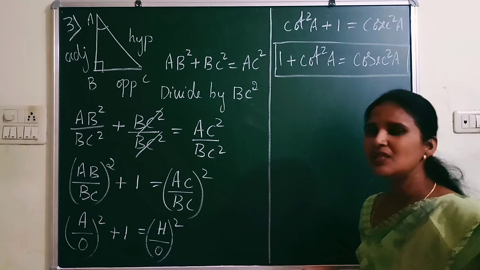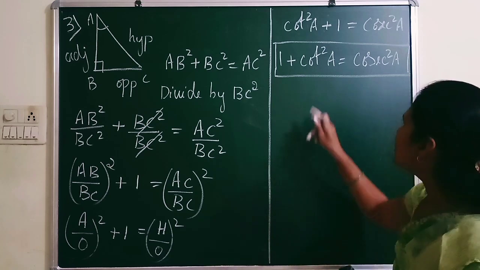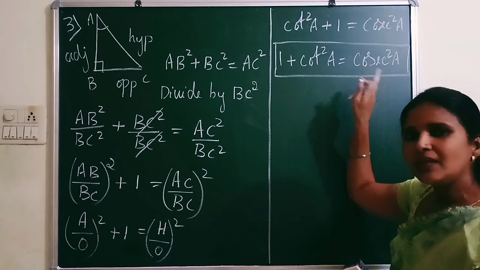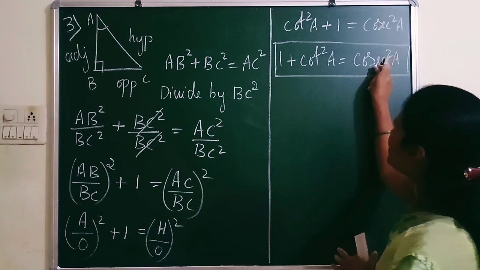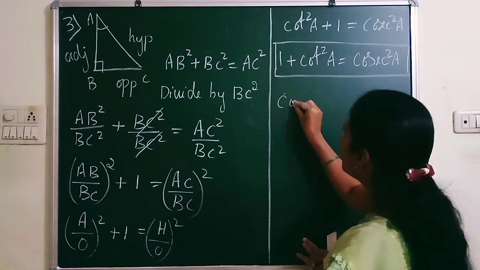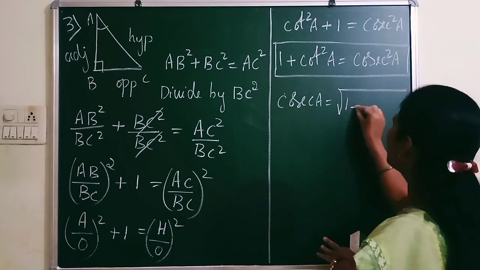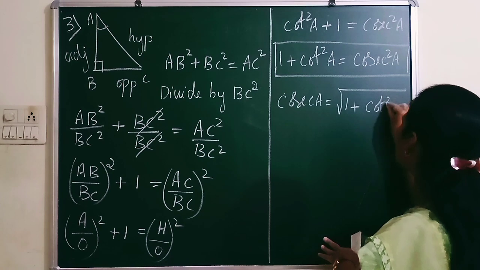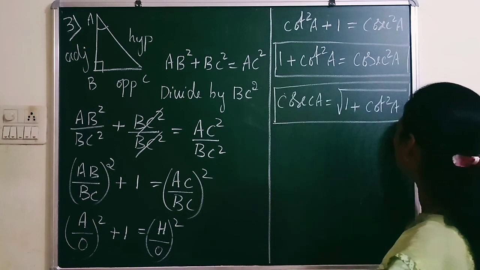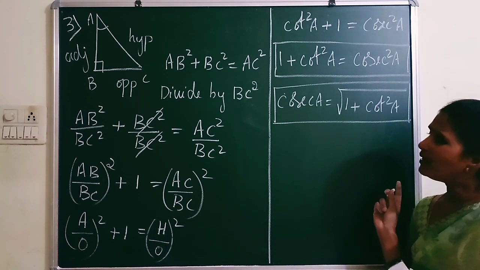Now let us learn how to reduce this identity into other forms. Already you can see cosec is alone, so let us first write cosec in terms of cot. When you remove the square, the 2 goes to the other side and it becomes a square root. So I can write cosec A equals square root of 1 plus cot square A. This is one form: cosec A equals root of 1 plus cot square A.